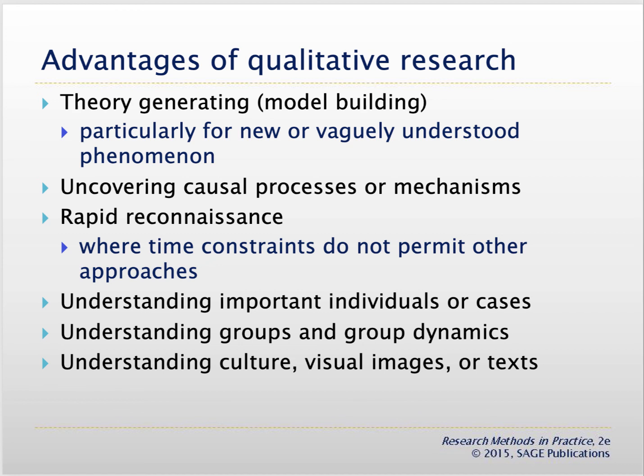Qualitative research is also good where things are rapid, where time constraints don't permit other approaches. Although these days, with the ability to get quantitative data quickly off the web or do quick surveys, you can do quantitative research more quickly than you used to be able to. Qualitative research is particularly important when you care about important individuals or cases. The very large majority of research in history is qualitative. It's good for understanding groups and group dynamics, for understanding culture, visual images, or texts.